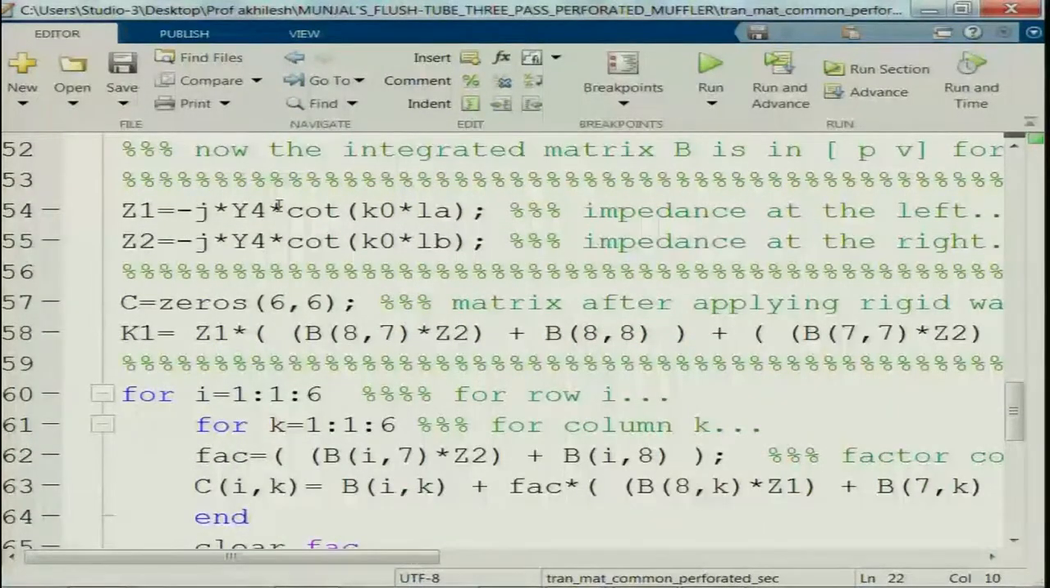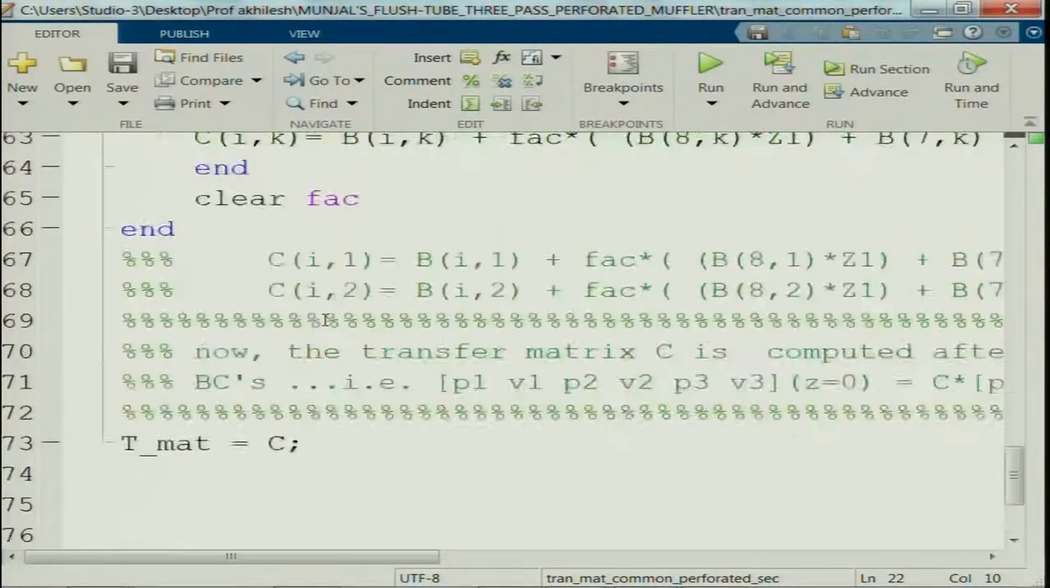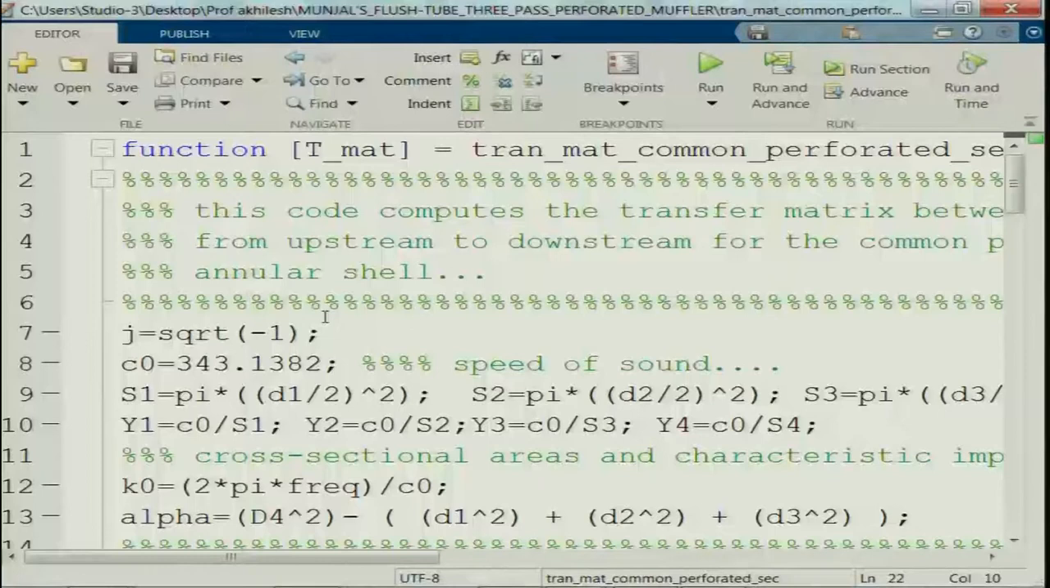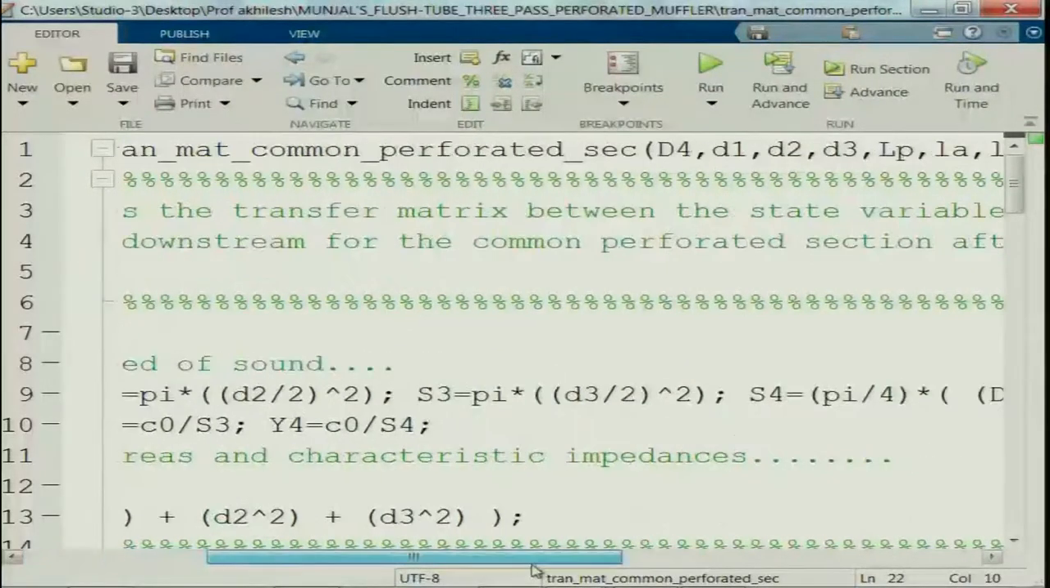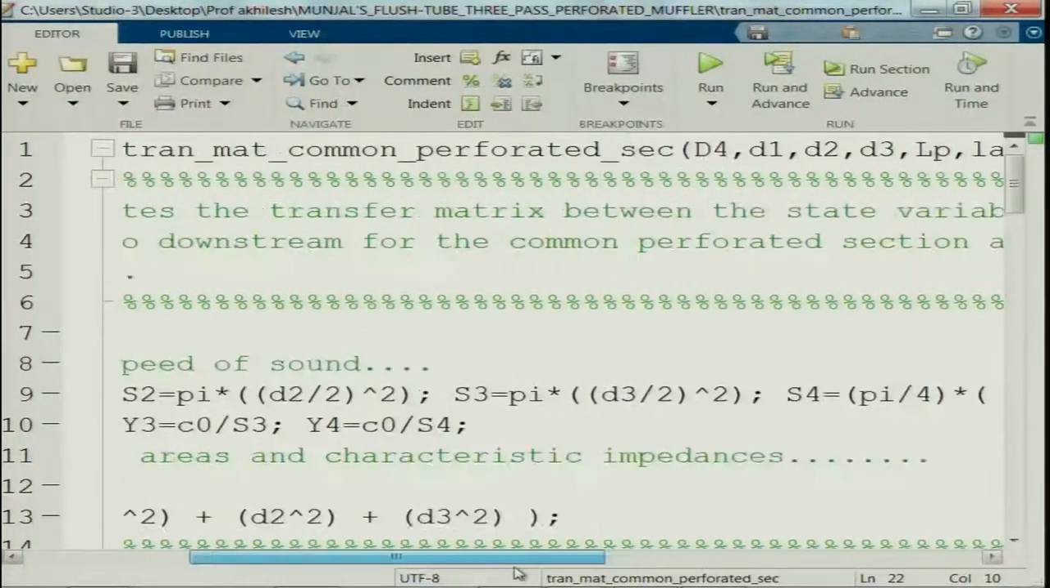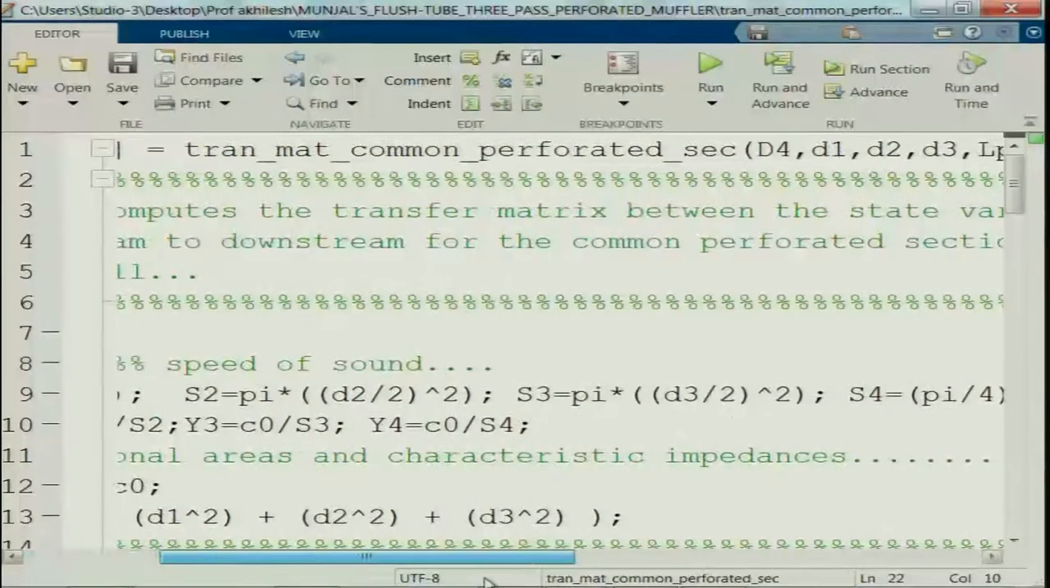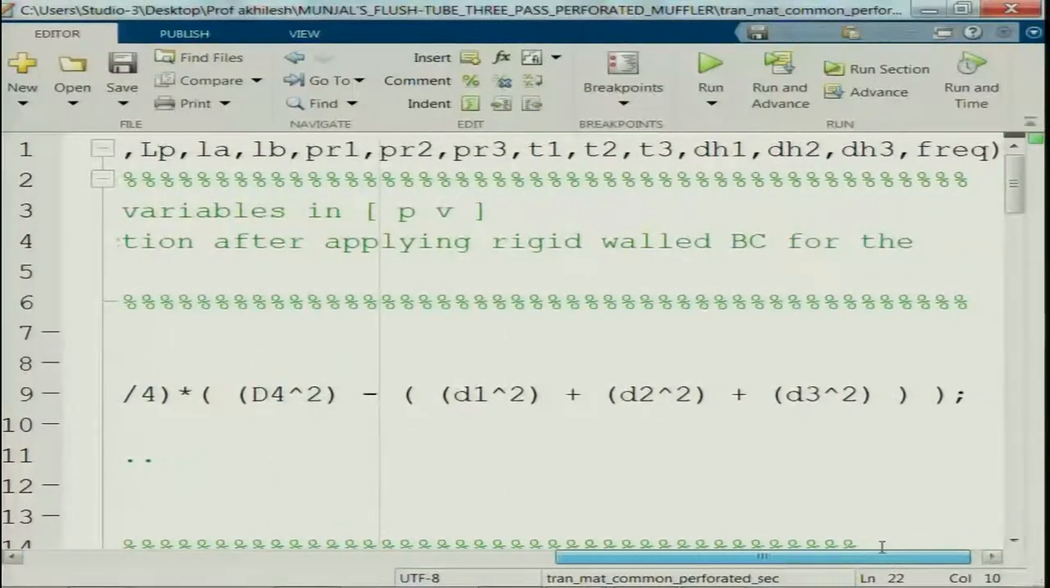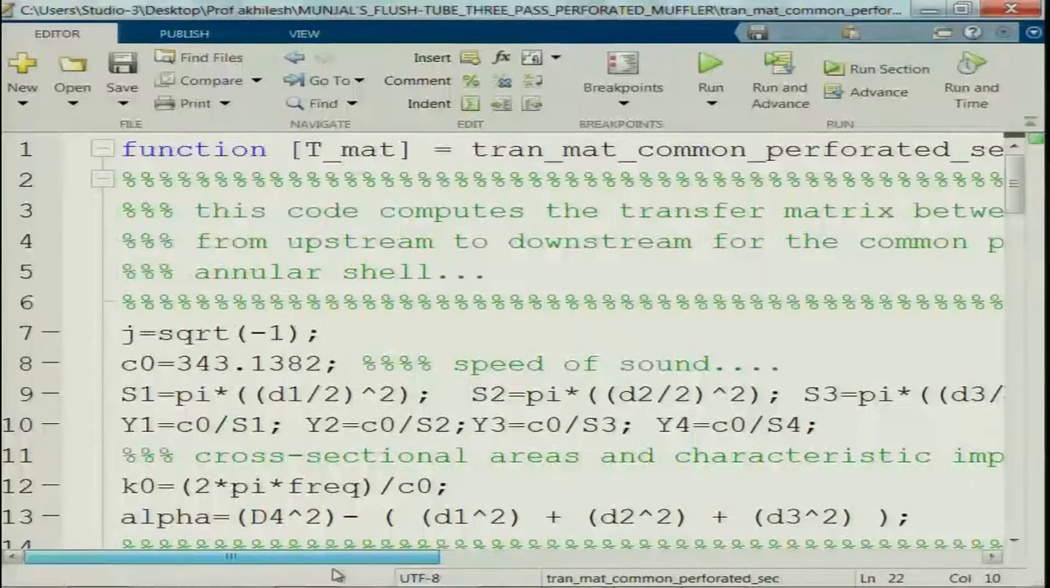Then applying the impedance conditions at the left and right, and reducing it to the 6 cross 6 matrix, finally what you get is a 6 × 6 matrix. So, this code computes a transfer matrix in the state variable form from the upstream or downstream to the common perforated section after applying rigid wall boundary conditions for the annular shell.